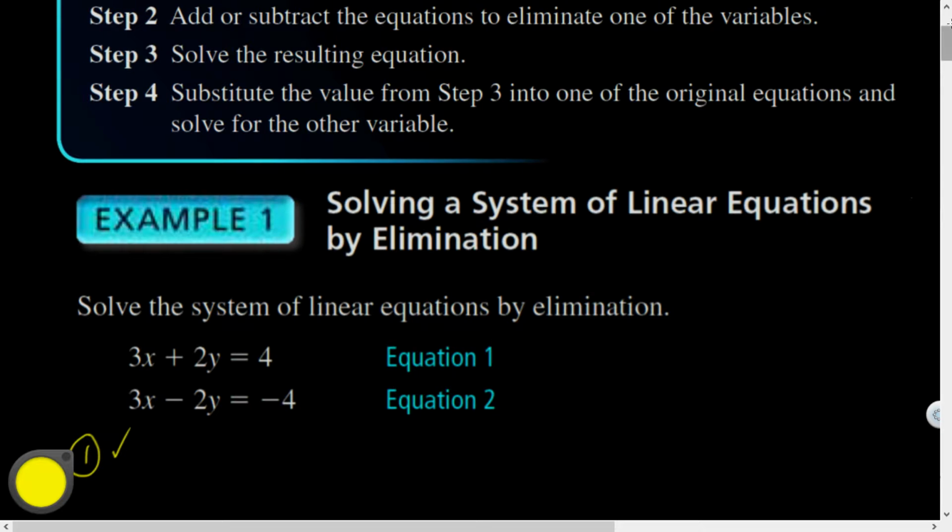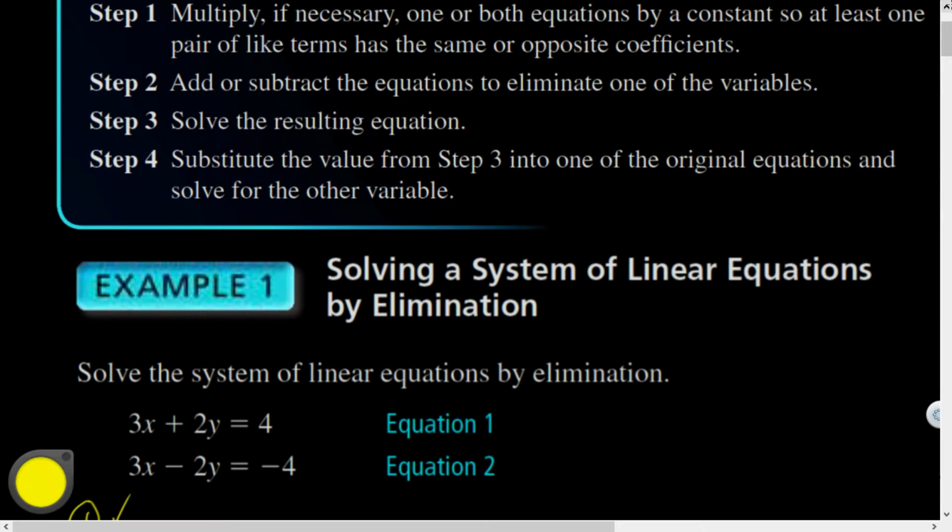All right, what do I mean by that? What was step one? We'll at least read it. Okay, it says multiply, if necessary, so for us it's not, one or both equations by some number so that at least one pair of like terms, all right, the variables, has the same or opposite coefficients. All right, I'm going to usually have us aim for opposite coefficients.